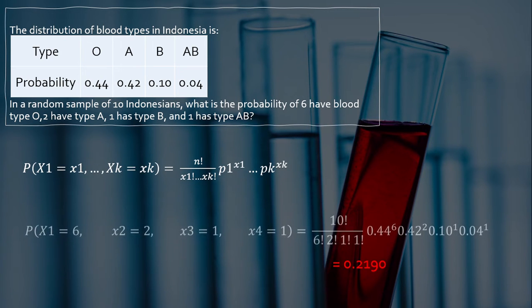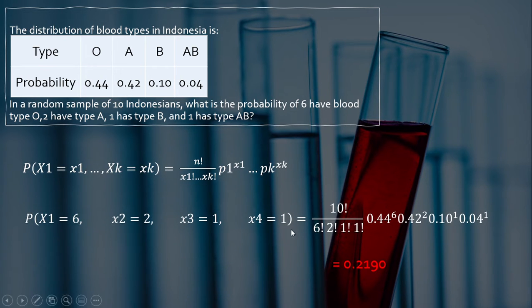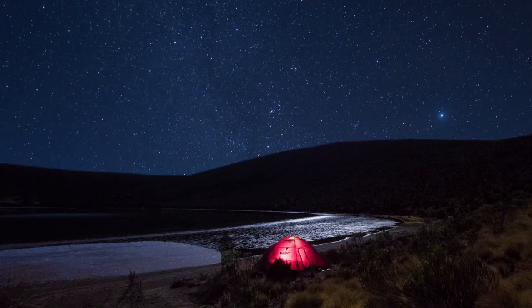We're passing the formula here. x1 equals 6 comes from the 6 blood of type O, x2 is 2 of type A, x3 is 1 of type B, and x4 is 1 of type AB. We just do some calculation here, and we got the result of 0.2190, or around 22%. So that's all of the multinomial distribution.